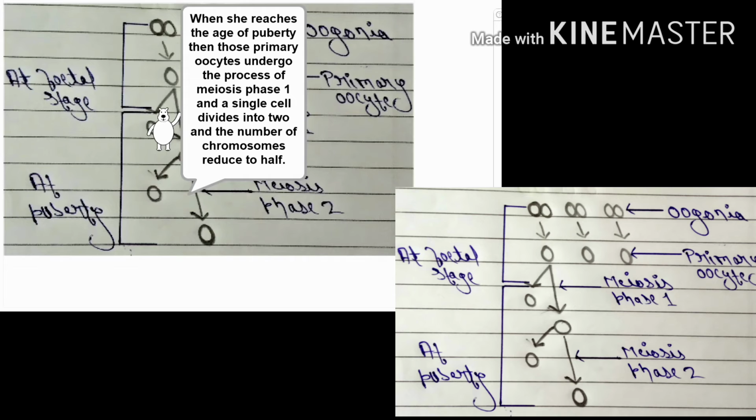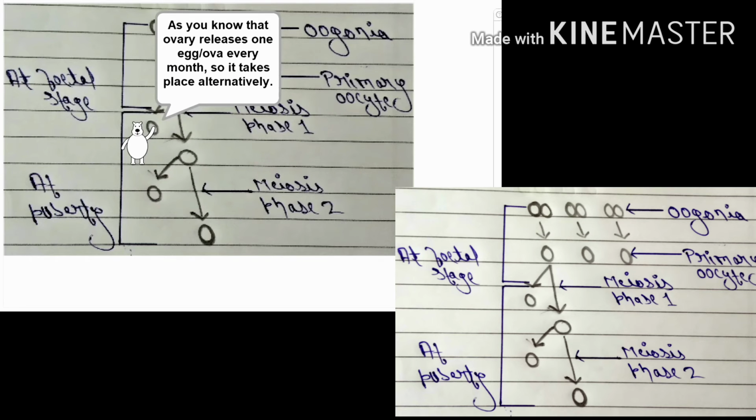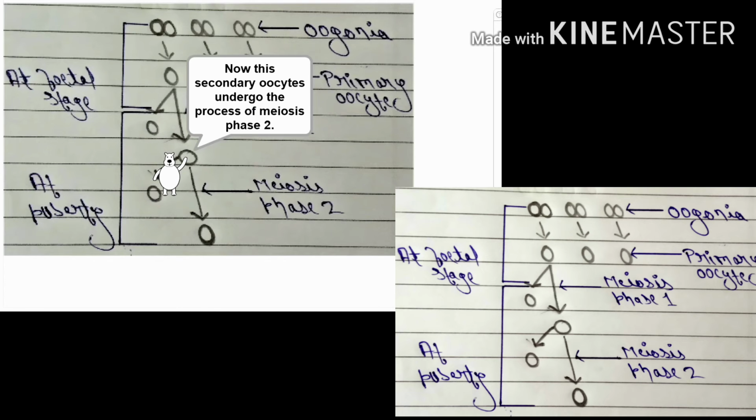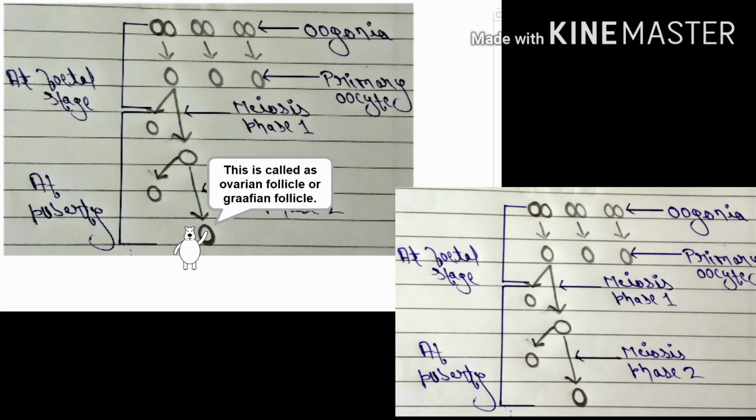and a single cell divides into two and the number of chromosomes is reduced to half. Now this is called the secondary oocyte. This is the polar cell. As you know the ovary releases one egg every month, so it takes place alternately. Now this secondary oocyte undergoes the process of meiosis phase 2. This is called the ovum, and the follicle is the Graafian follicle. It gets released on every 14th day of each month by the process of ovulation.